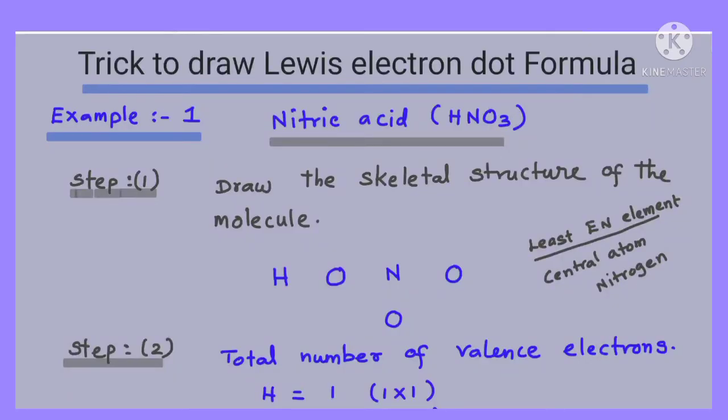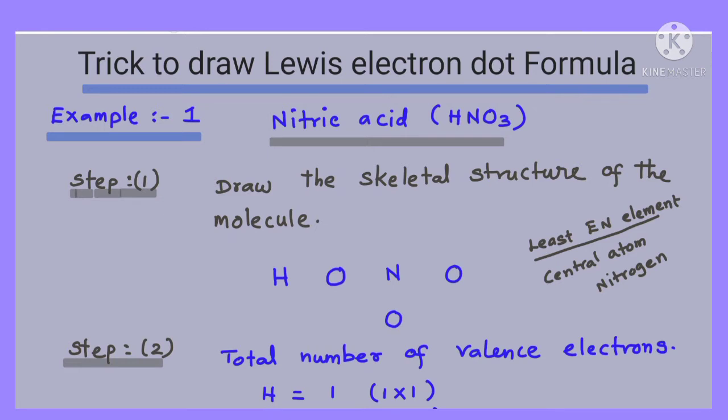Good morning. So in this video I am going to discuss a simple trick to draw Lewis electron dot formula. Here we have to follow some steps. So let us see directly with an example: drawing the Lewis electron dot formula for nitric acid, formula HNO3.